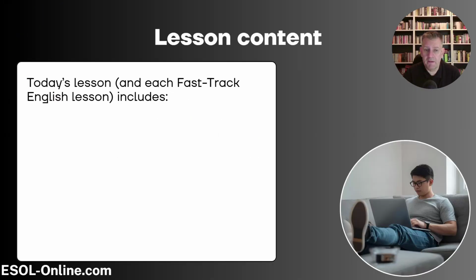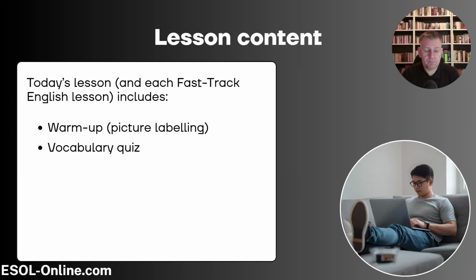Okay. So each lesson in the Fast Track English course follows a similar format and a similar structure. They're not absolutely identical, but we aim to cover all the key skills in each lesson. So we'll start with a warm-up, which is usually a picture labeling activity as a way of introducing the topic. Then I'll give you a vocabulary quiz. This is going to be a chance for us to start introducing the vocab that you will be using through the rest of the lesson.